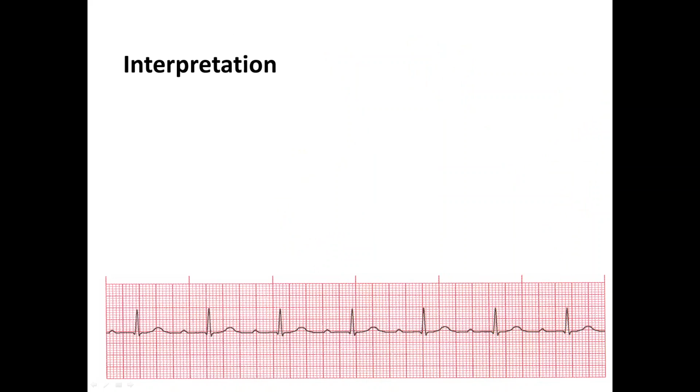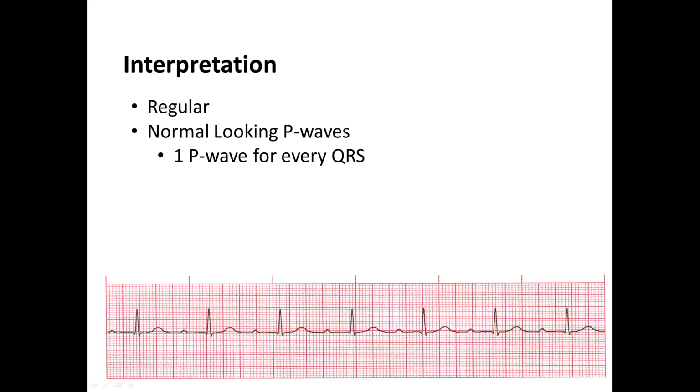When looking to interpret this rhythm, the first thing we always look at is the regularity, and this will be a regular rhythm. Next, we're going to look to our P waves, and we'll find normal-looking P waves, and we will find one P wave for every QRS complex. However, once we start measuring, we'll note that our PR interval is greater than 0.20.